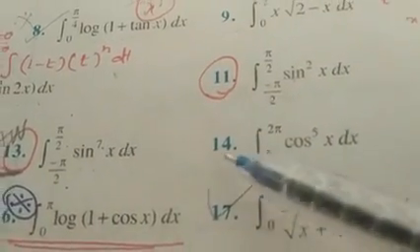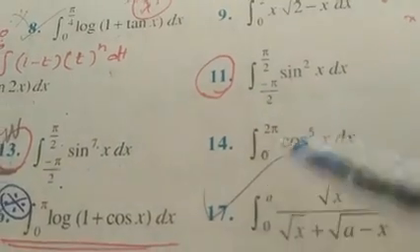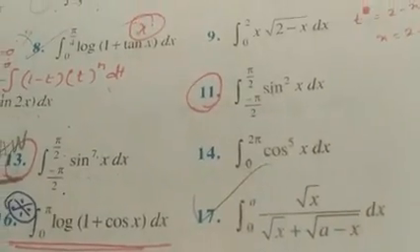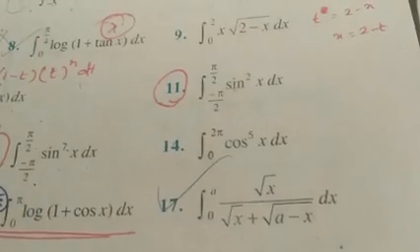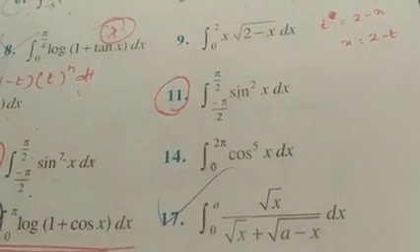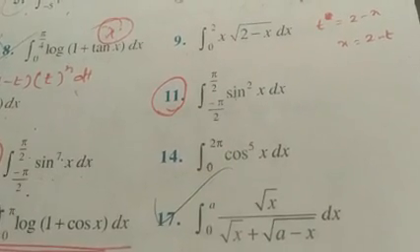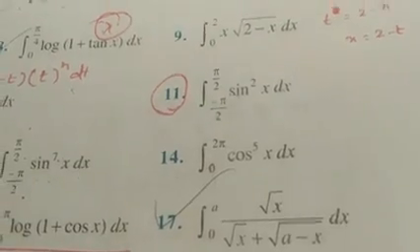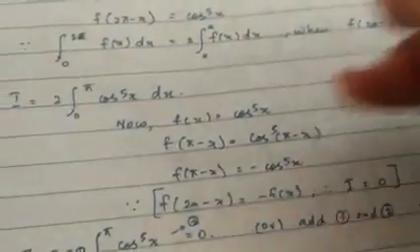Similarly for the 14th sum, the limits are 0 to 2 pi. Here we cannot check whether it is an odd function or not. So I have told you one more property: the integral from 0 to 2a of f of x dx can be written as 2 times the integral from 0 to a of f of x dx if f of 2a minus x is equal to f of x, or 0 if f of 2a minus x is equal to minus f of x. By applying that property we are going to do this.